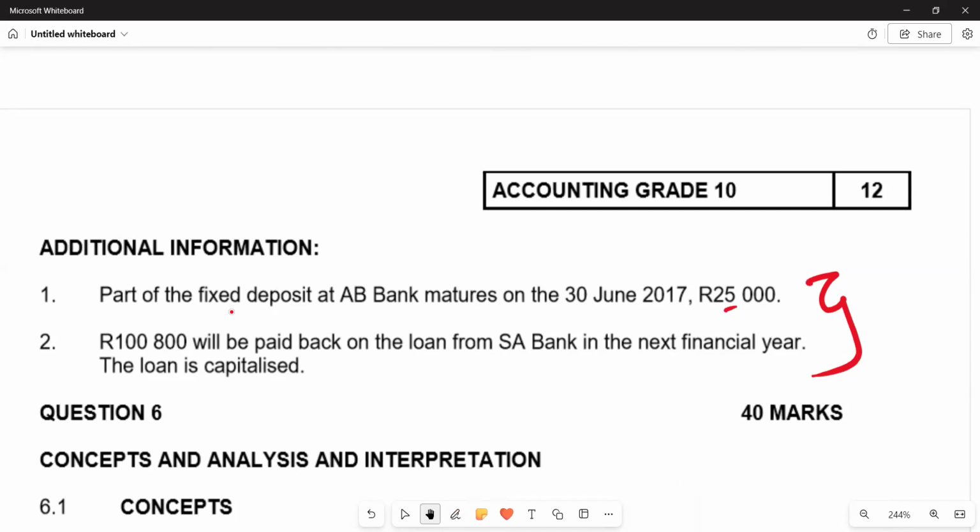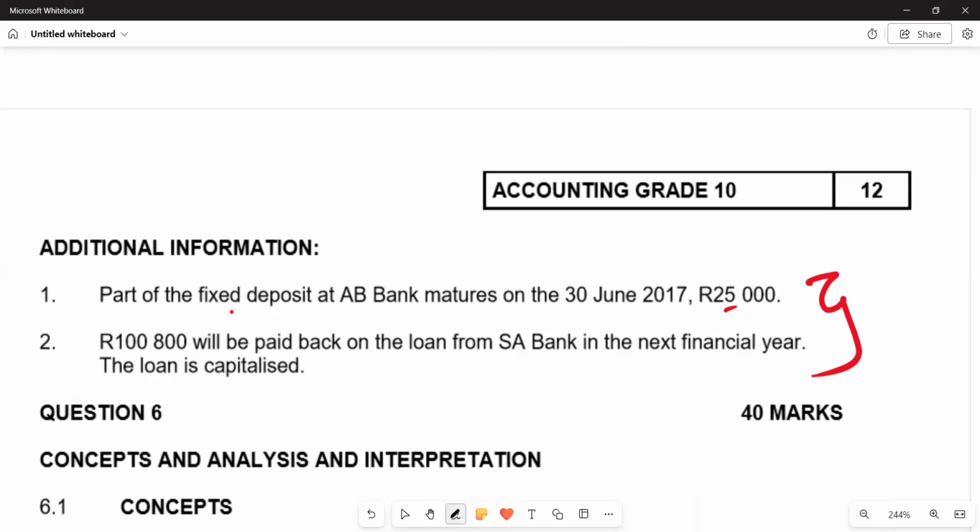Part 2 is saying 100,800 rands will be paid on the loan from South Africa Bank, which is SA Bank, in the next financial year. The loan is capitalized. So what does it mean? It means this 100,800 is going to be transferred to become a short-term loan. Remember, we've got the loan balance there. We're going to subtract 100,800, and we are left with the net balance that is going to represent our loan. And then the 100,800 we transfer to other current liabilities as a short-term loan.